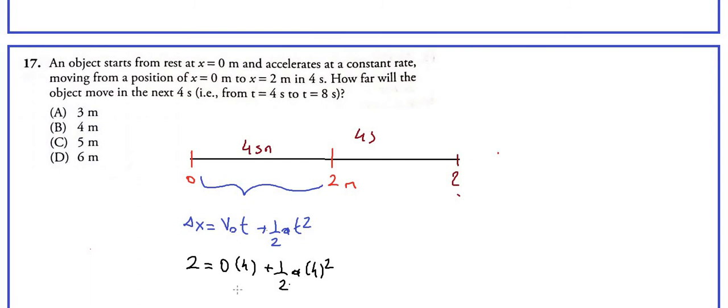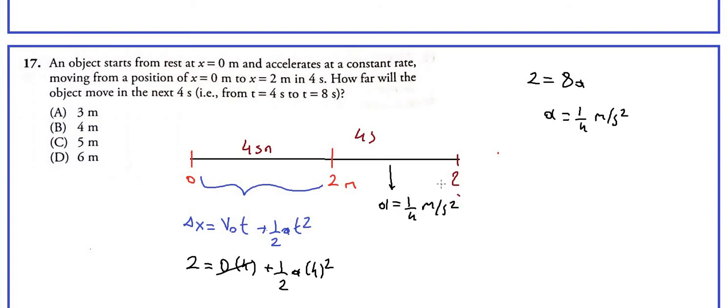And if we solve for a here, let's continue. So 2 is equal to 0 times 4, which is 0, and 4 squared is 16. 16 divided by 2 is 8, so that's 8a. So here a is equal to 2 over 8, which is 1/4. So 1/4 meter per second squared is the acceleration of the object. And we know that the object is accelerating at a constant rate, so the acceleration here will be the same, which is 1/4 meter per second squared.